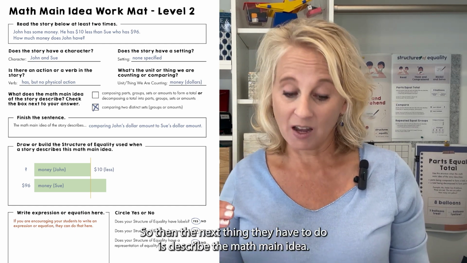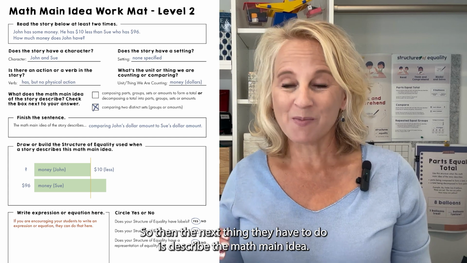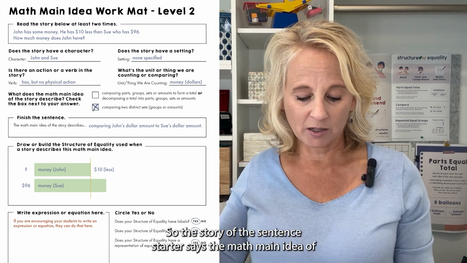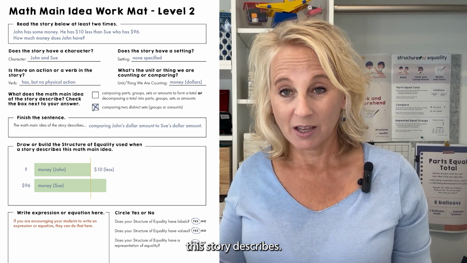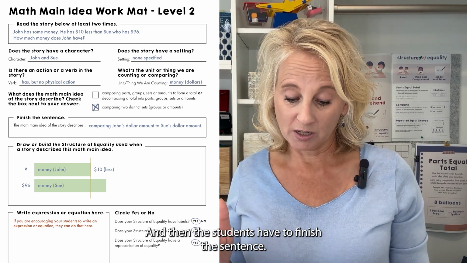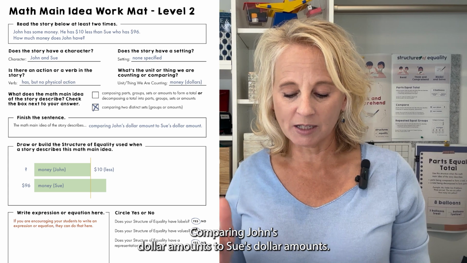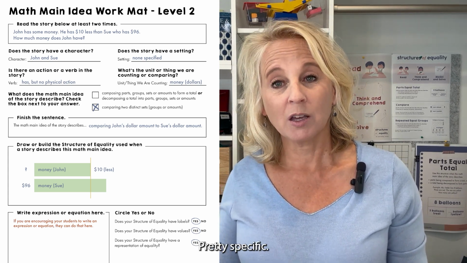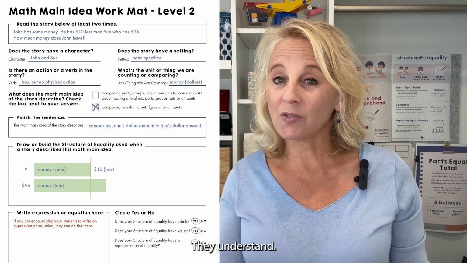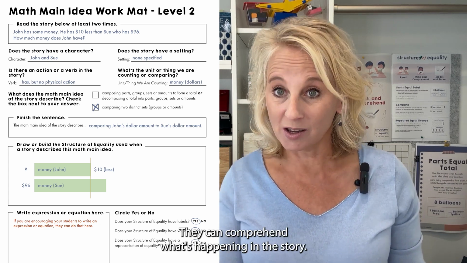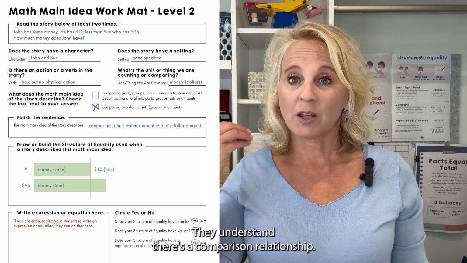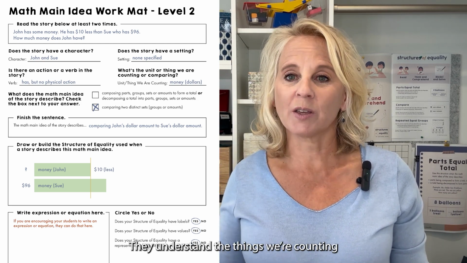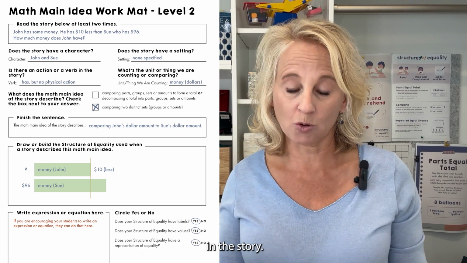So then the next thing they have to do is describe the math main idea. The sentence starter says the math main idea of this story describes, and then the students have to finish the sentence: comparing John's dollar amounts to Sue's dollar amounts. Pretty specific. If the students can do all that hard work, they can comprehend what's happening in the story. They understand there's a comparison relationship. They understand the 2 things that are being compared in the relationship. They understand the things we're counting in the story.